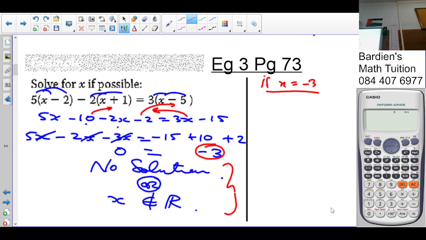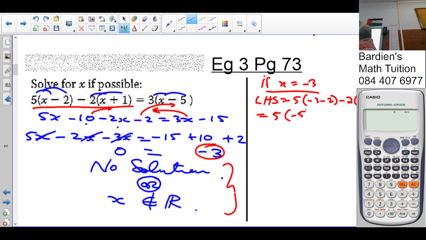Okay, so if x is negative 3, on your left hand side, what would you have? Left hand side of the equal sign. What do we have? 5 into negative 3 minus 2, negative 2 into negative 3 plus 1. Which is now going to give us 5 into negative 5 minus 2 into negative 2. Okay, so we multiply. What is 5 times negative 5? Negative 25. Negative 2 times negative 2? Positive. Which is negative 21.